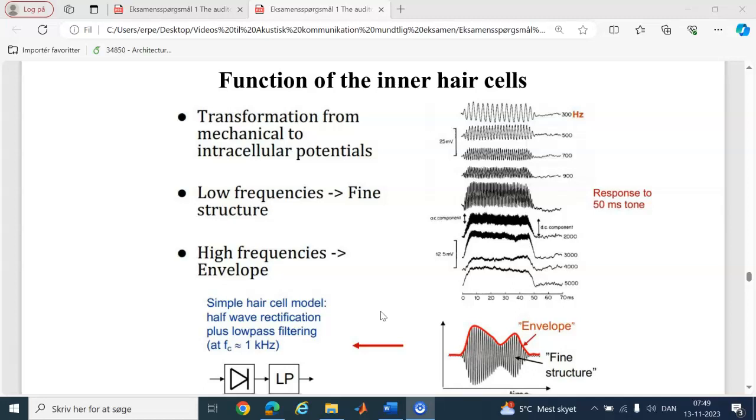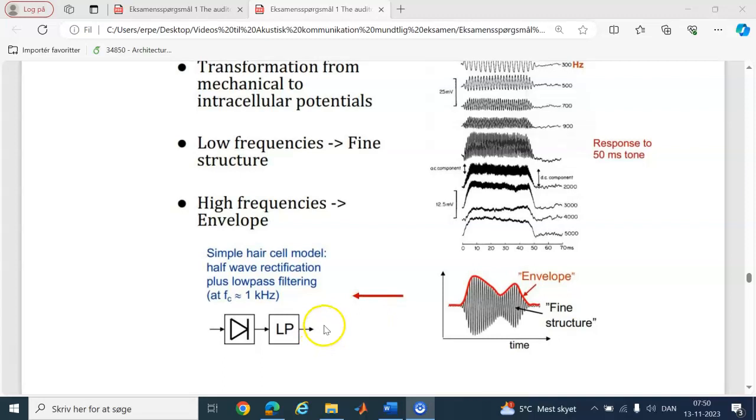With low frequencies, it means fine structure. With high frequencies, it means envelope. Now, a simple hair cell model: you can speak about it as a half wave rectification plus low pass filtering, with a center frequency of about 1 kilohertz.